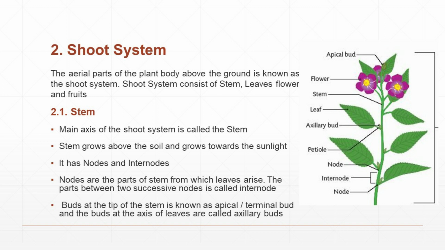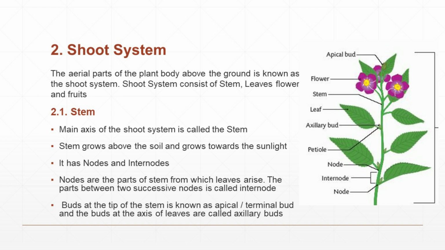Now let us pass on to the second portion of a plant, that is the shoot system. The aerial parts of the plant body above the ground are known as the shoot system. The shoot system consists of stem, leaves, flowers and fruits. Now, the main axis of the shoot system is called the stem. The stem grows above the soil and grows towards the sunlight.